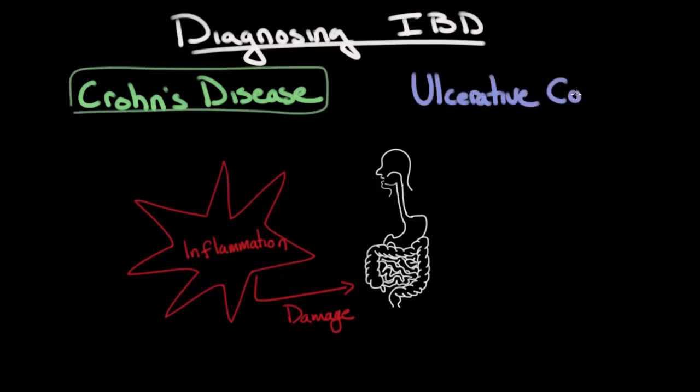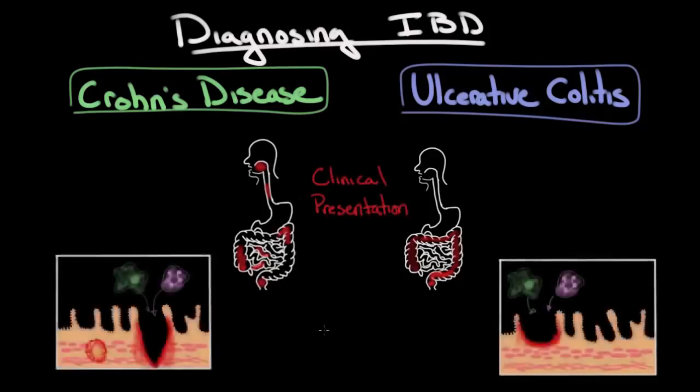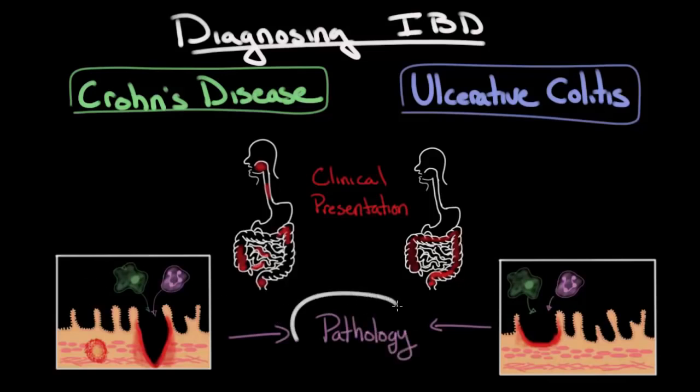And Crohn's disease and ulcerative colitis can be distinguished from one another based on the location of inflammation and the pathologic changes. The location of the inflammation becomes really important for the clinical presentation of the disease. It's this clinical presentation that will drive the diagnostic workup that will also ultimately lead to a biopsy, which will determine the pathology that makes the diagnosis of Crohn's disease or ulcerative colitis.